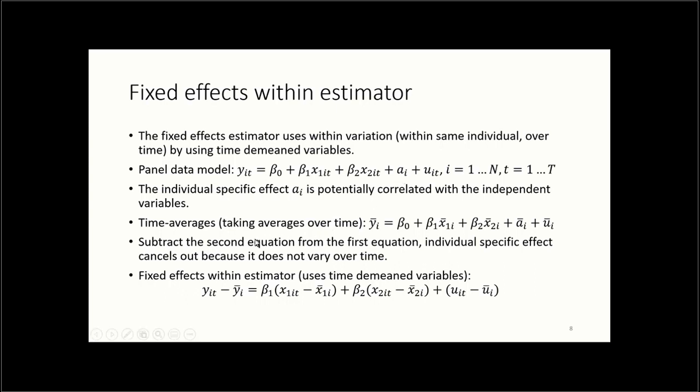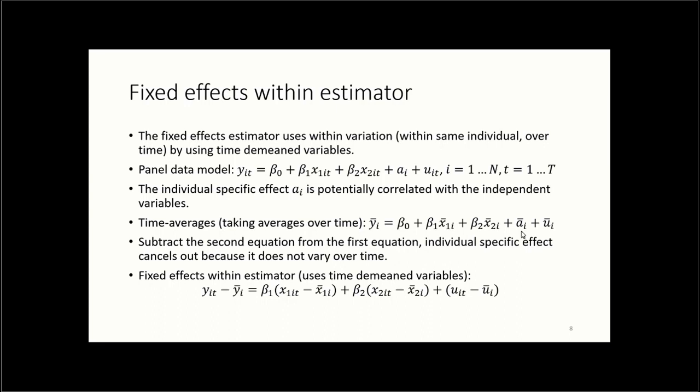That's the procedure. We would take the time averages, which is basically taking the averages over time. So notice that this is the same as this, except that all of the variables are now averaged. Okay, and so now we would be subtracting this equation from this equation, and this is what we are going to find: each variable minus its mean. And what we will also accomplish here is that these individual specific effects would drop out because they don't vary over time. Therefore, they would be the same for each individual and they would drop out.